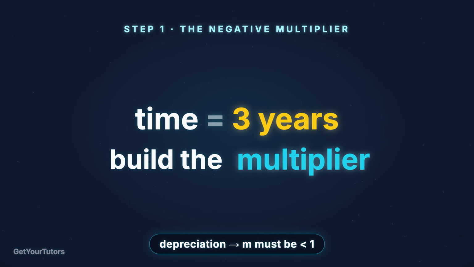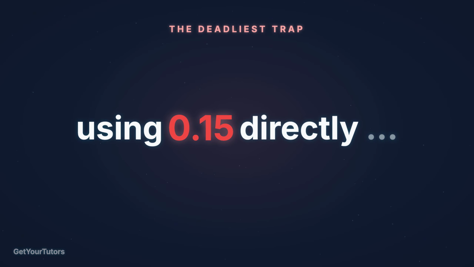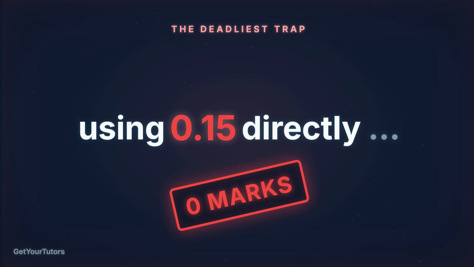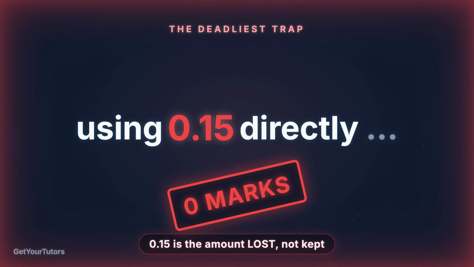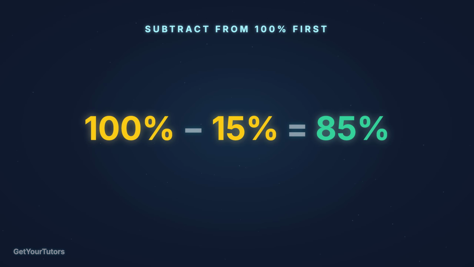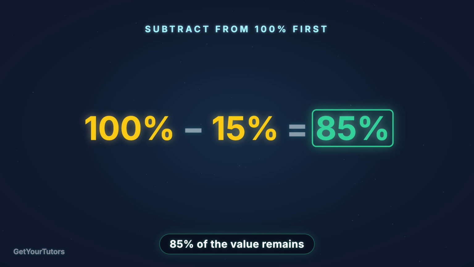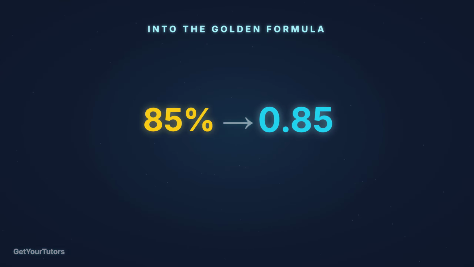First, we must construct the correct negative decimal multiplier. The deadliest trap here is using 0.15 directly. If you do this, a red 0 mark stamp will destroy your grade. You must subtract 15% from 100% first. This leaves us with exactly 85% of value remaining. The correct decimal multiplier is 0.85.